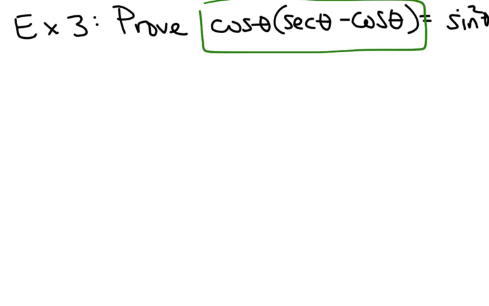So I want to simplify that and make it equal to sine squared theta. So this is what I'm going to do. I'm going to do it the same way I did the previous couple problems, which was I'm going to put everything in terms of sine and cosine. So I'm going to rewrite secant as 1 over cosine.